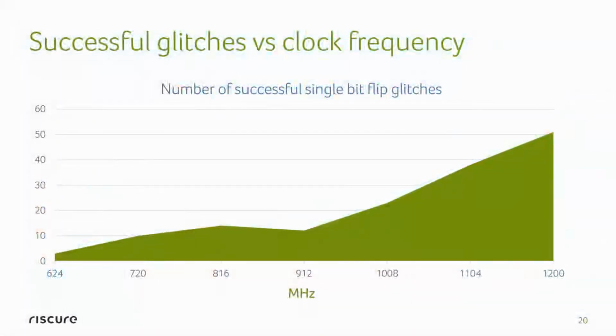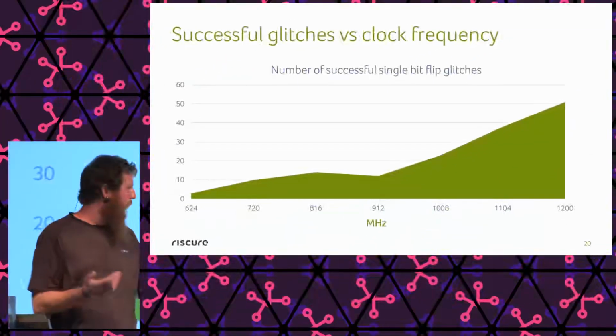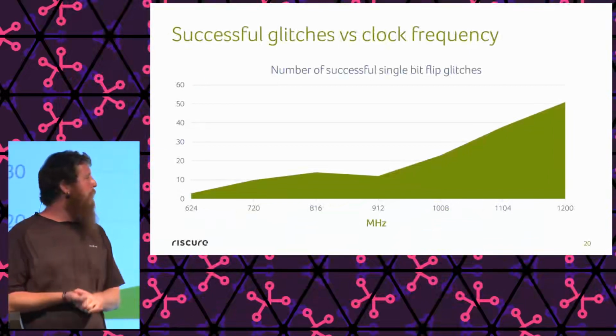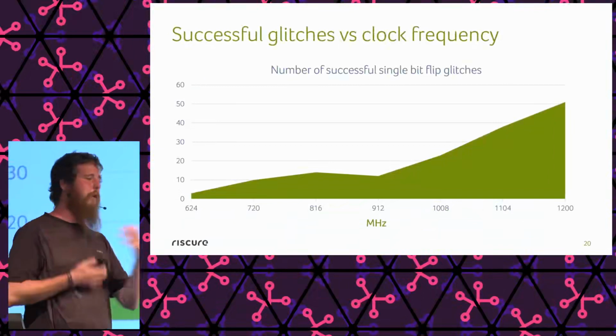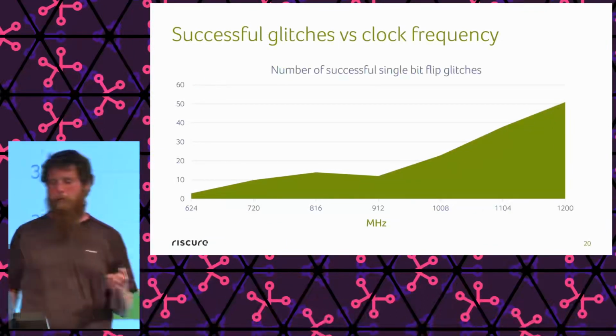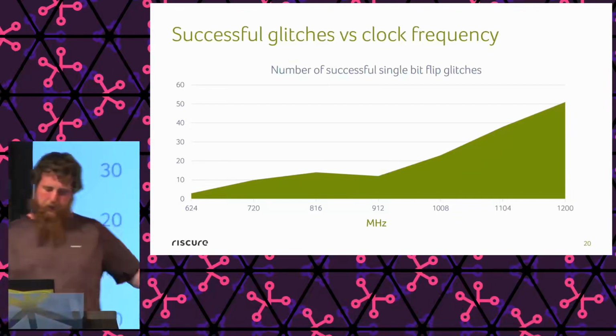For each of the frequencies we were interested in, there was roughly 90,000 attempts at each frequency here. And you can see there's a clear correlation between the chip running faster and the chip being more susceptible to fault injection. So this just shows the same thing.